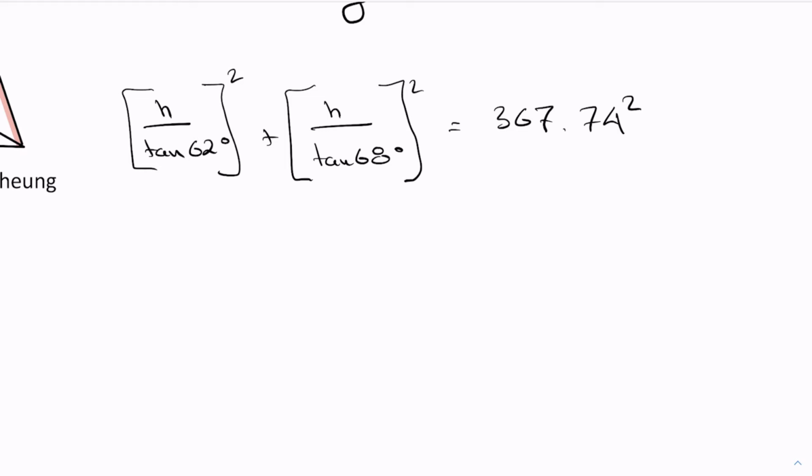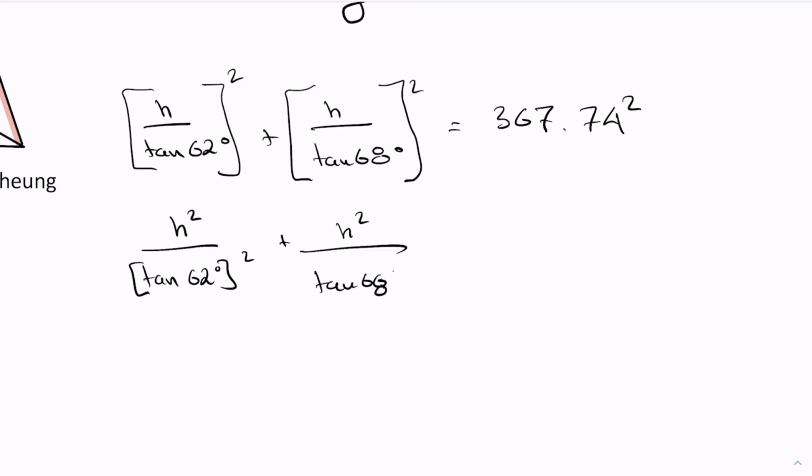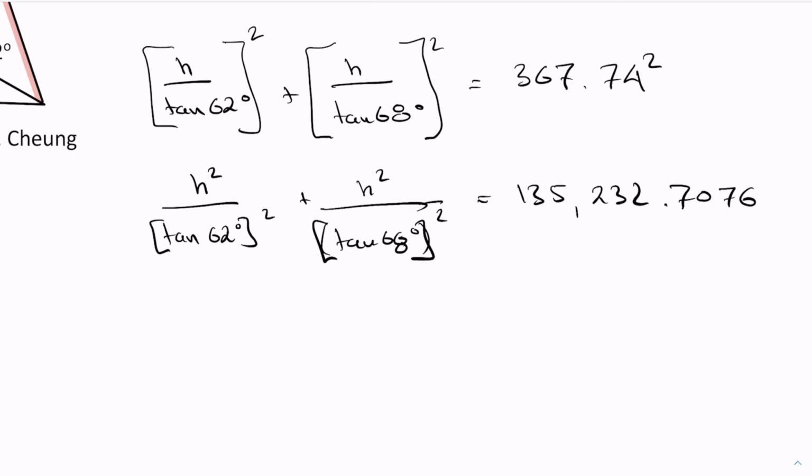I'm going to now bring that square in. So I'm going to get h squared over tan of 62 squared, whatever that is, plus h squared over tan of 68 degrees, whatever, squared, equals 135,232.7076. Again, I've just done this before, or you can look at the notes. And let's now do the calculation.